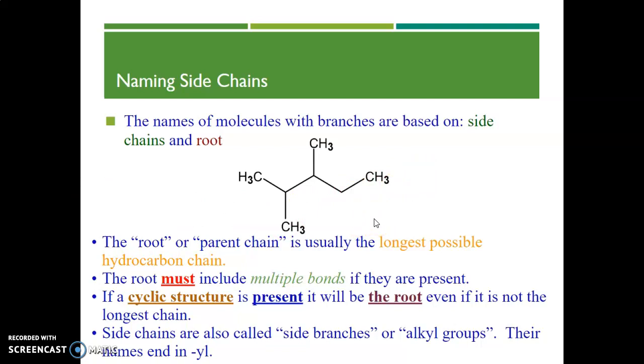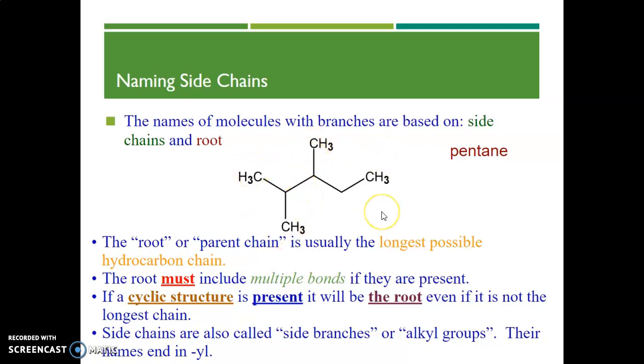I do not have a double or a triple bond, so I don't have to worry about my ending being anything other than -ane. And because I have 5, the prefix for 5 is pent, so we know we're looking at pentane as my root chain. Now I have a couple of things coming off of the root chain. I've got this here and then this here. In both cases, it's just one carbon, and the prefix for one carbon is meth. But because it's an alkyl group, it has the -yl ending. So instead of methane, it is methyl right here.